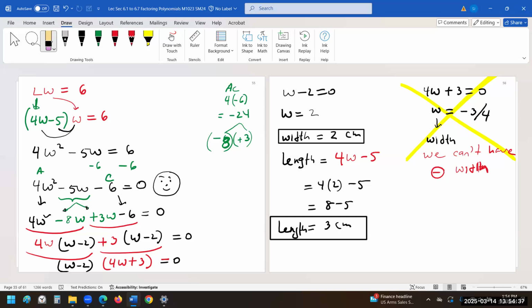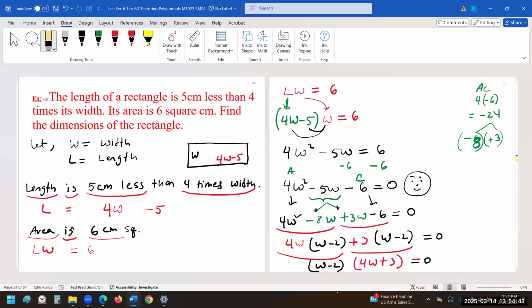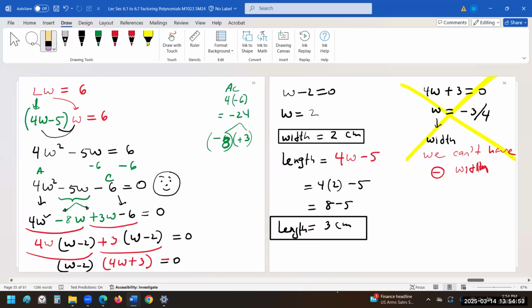Any questions? Look at the direction. If it says find the length or find the width, you just find that and you stop. But anytime there's a dimension or area or perimeter or anything, you have to go all the way to the answer.